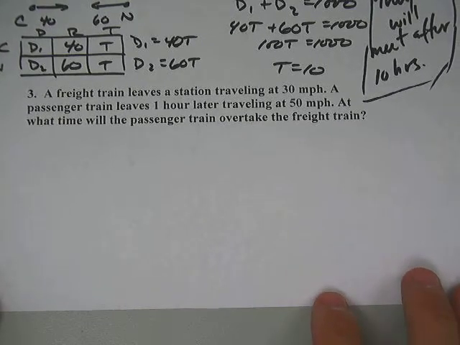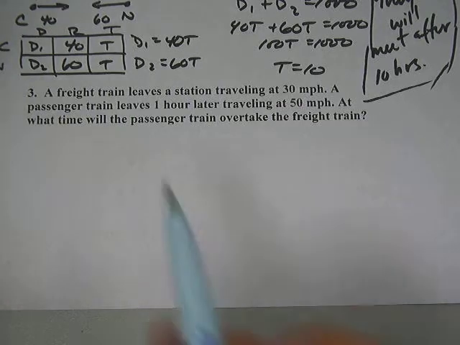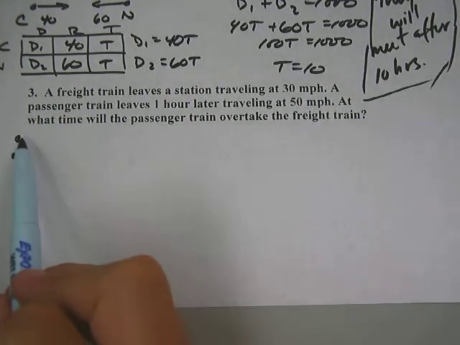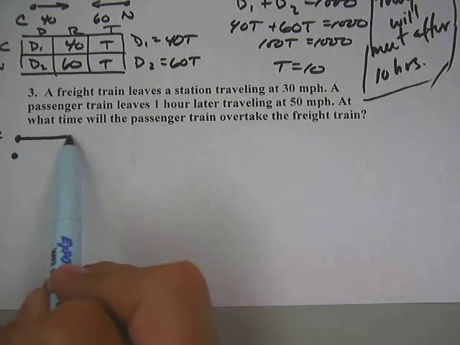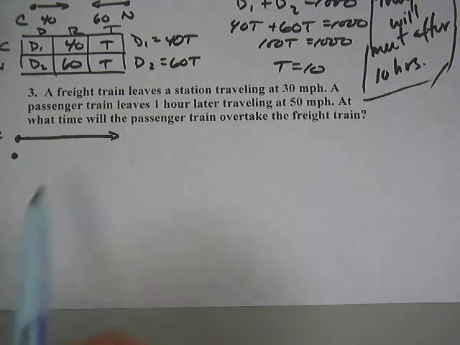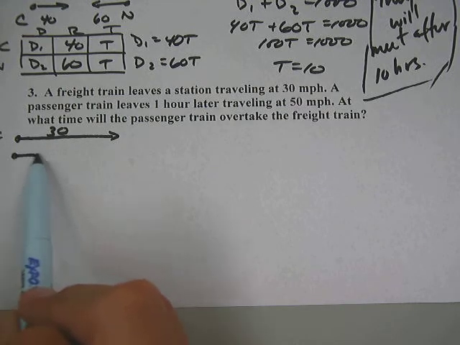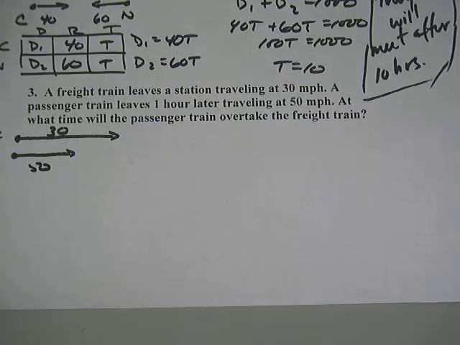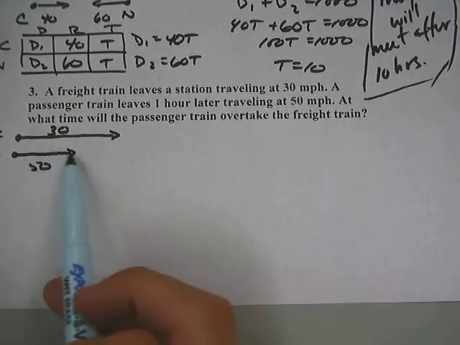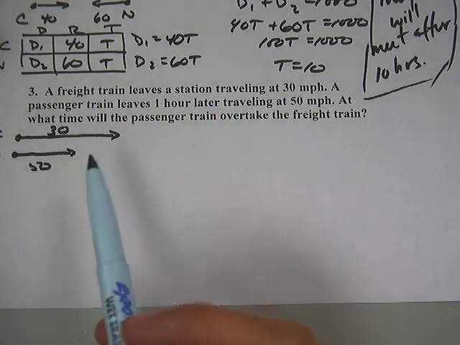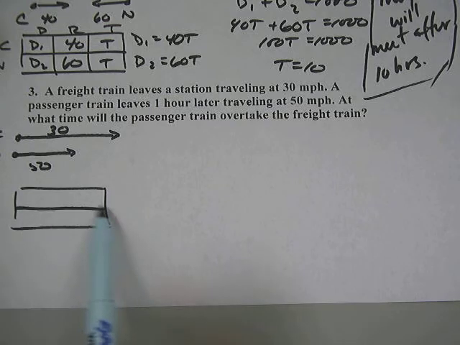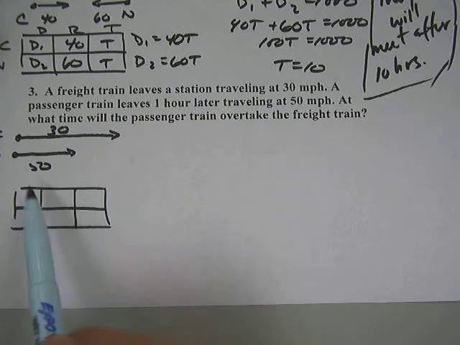Okay, so let's take a look at the last one here. This one's a little different. It says a freight train leaves the station traveling 30 miles per hour. A passenger train leaves 1 hour later. So you got two trains. You got the freight train taking off, going 30 miles an hour. Then you have a passenger train taking off. It's going to go at 50 miles per hour, but it's leaving an hour later. At what time will this train eventually catch up?